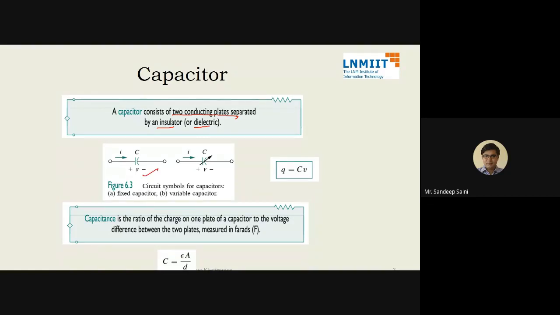When the current is flowing or when there is some charge, a voltage is developed and charge is equal to CV. This C, capacitance, is basically the ratio of charge on the plates of the capacitor to the voltage difference between the two plates, and it is measured in farads. C is also given by epsilon A by D, where A is the area and D is the distance between the two plates.